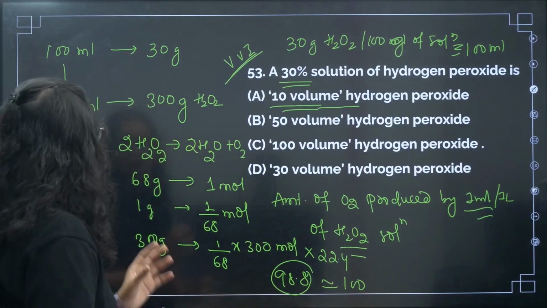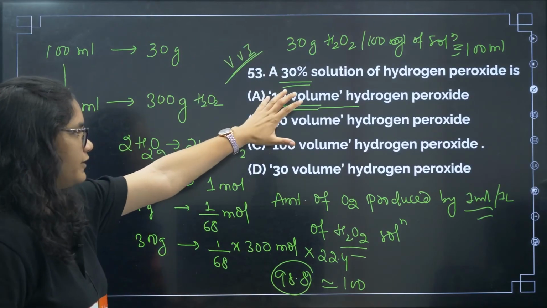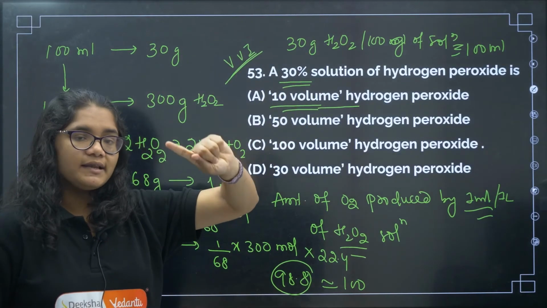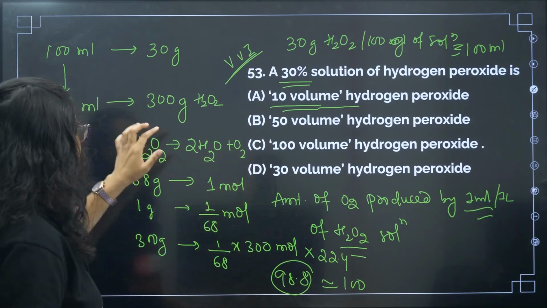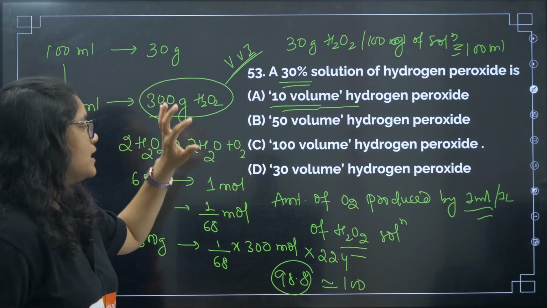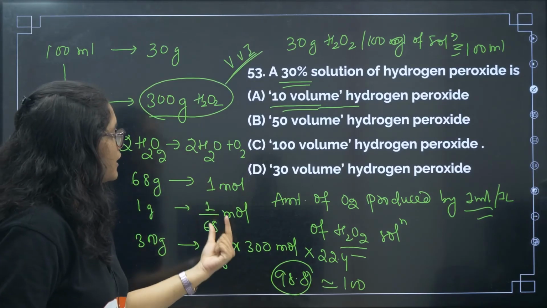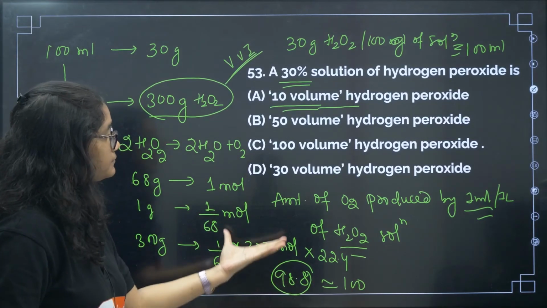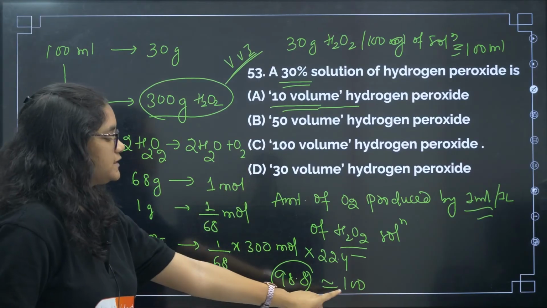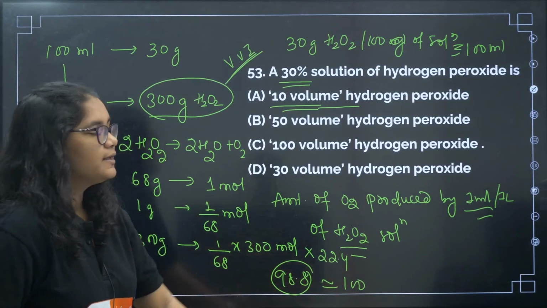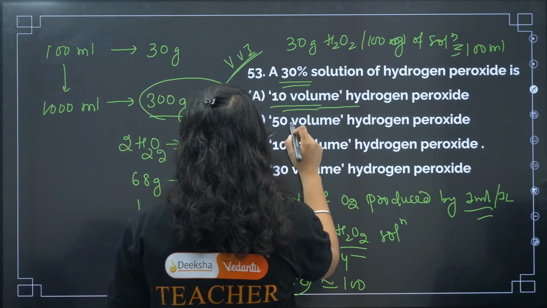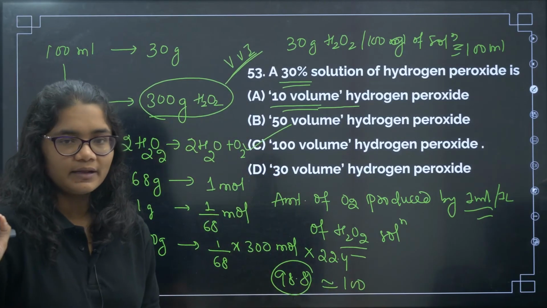So I can say that 1 liter of H2O2 solution is containing 300 gram of H2O2. So from this 300 gram of H2O2, the amount of oxygen produced is around 100 liters. Okay, so that is 100 volume. So the correct answer for this question is option number C.